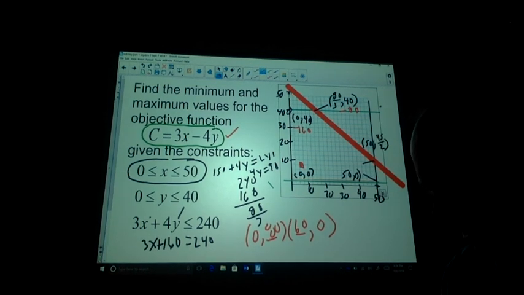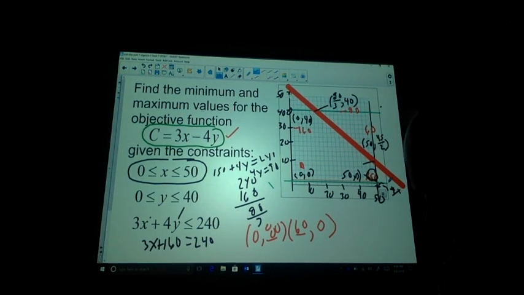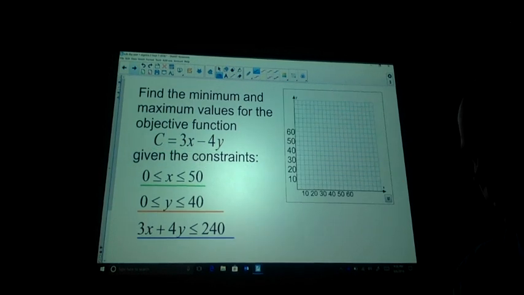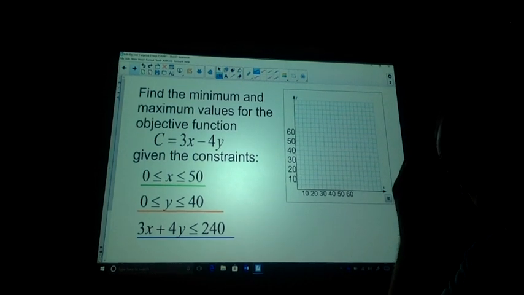And then if I plug this one in, I'm going to go 150 minus 90. 150 minus 90 is 60. And then if I plug 50 in, that becomes 150. And so then we have to start looking, saying, well, 150 is my max. And my minimum is negative 160. Okay, this is still bound by the constraints.